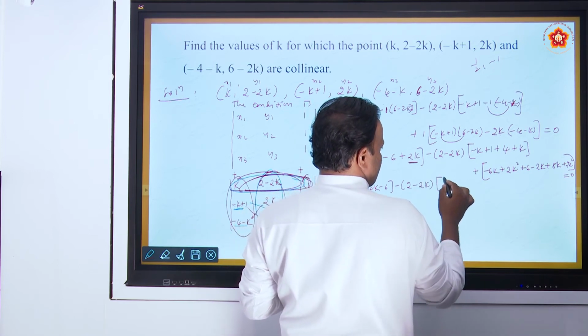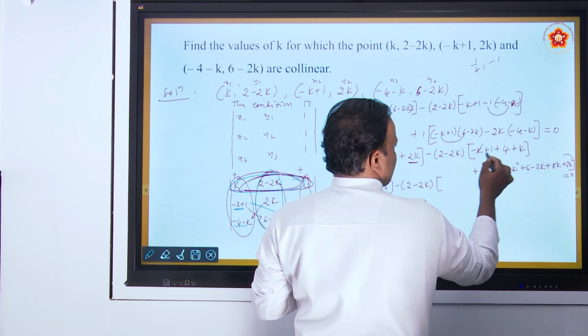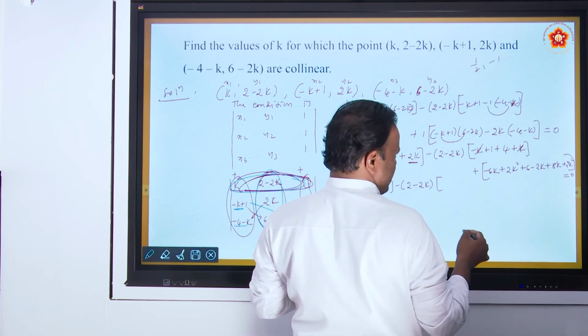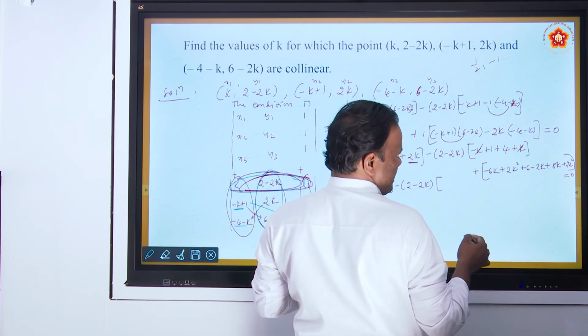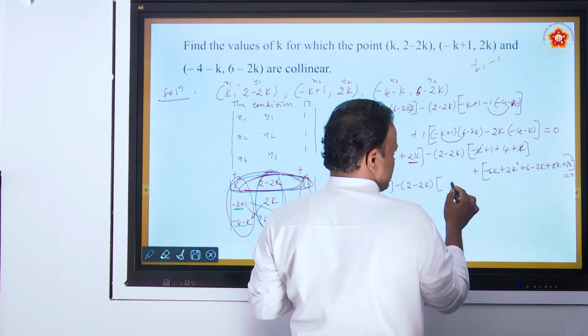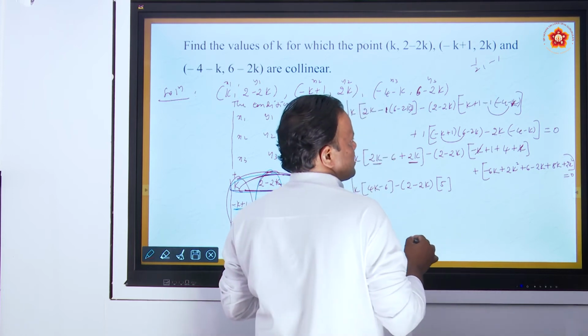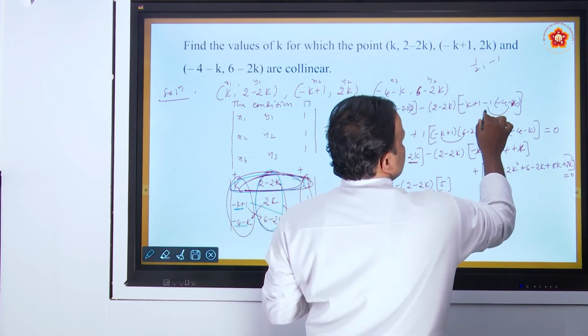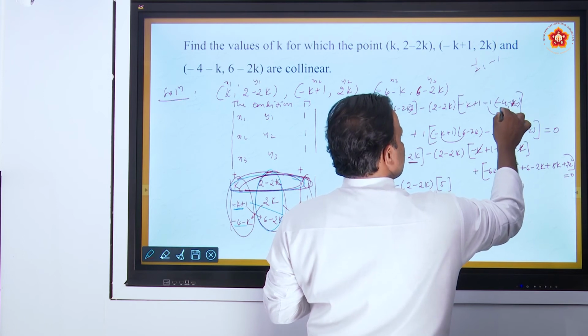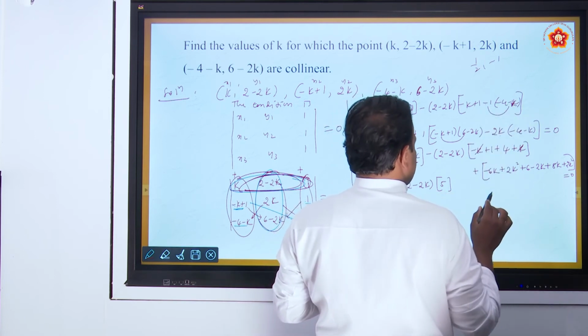This bracket multiplication, simplification, minus k plus k get cancel here. Okay, what is remaining? 1 plus 4 is 5 here, correct. Minus k plus k get cancel here, minus minus plus k.